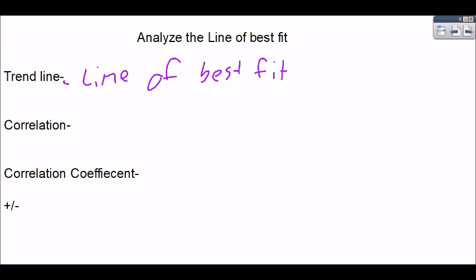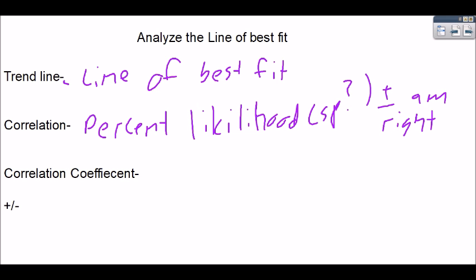The next one is correlation. Correlation says, what is the percent likelihood that we predict correctly? So if I say you have a shoe size of 9, so you must be 5 feet tall, what is the likelihood that I'm right?